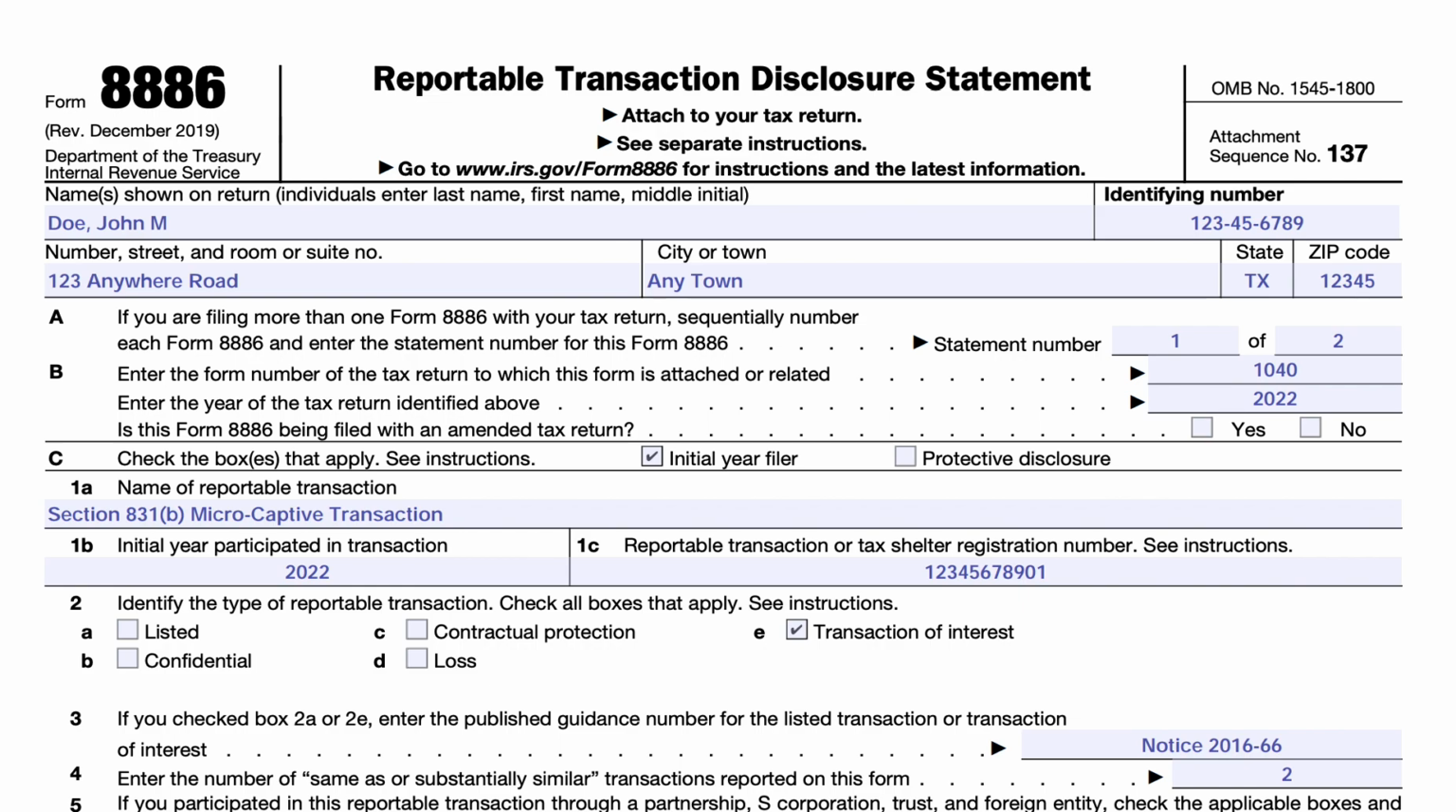So there are fines and reporting penalties for failure to report required reportable transactions. So for the first time taxpayers, an initial filer under line C right here, they would send a copy of this form to the Office of Tax Shelter Analysis, that's the IRS, and then they give rulings and determinations based on the facts at hand.